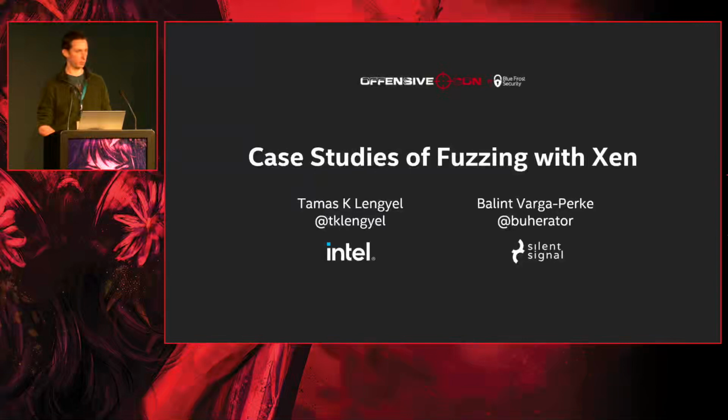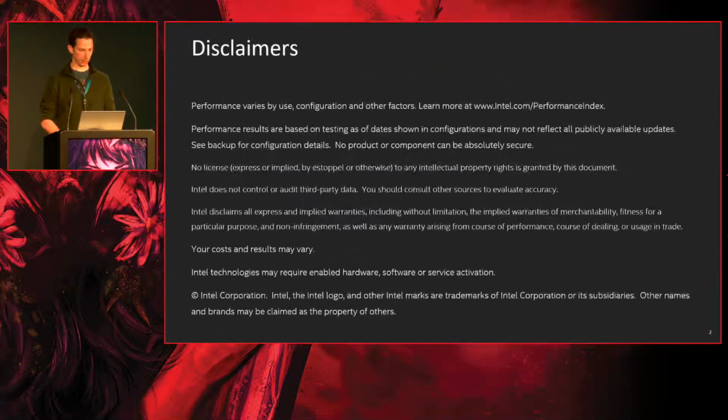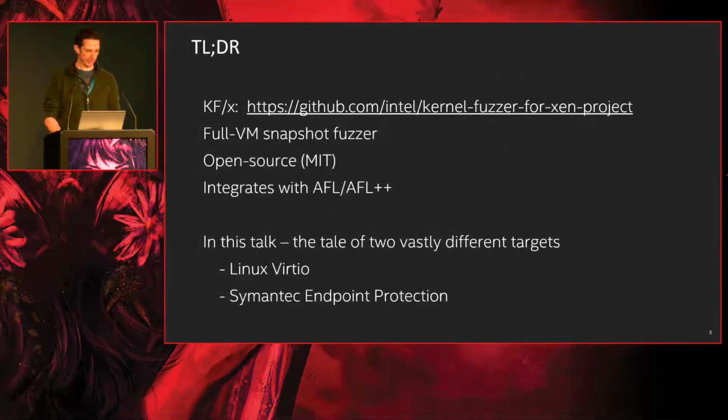We're going to talk to you about case studies of fuzzing with Xen. Please don't sue us. The tool that we're going to be talking about is called KFX, and it's a mouthful. The project's full name is Kernel Fuzzer for Xen Project. That's what the marketing department approved. These days we just call it KFX. It's effectively a full VM snapshot fuzzer that's open source, and it integrates with AFL and AFL++.